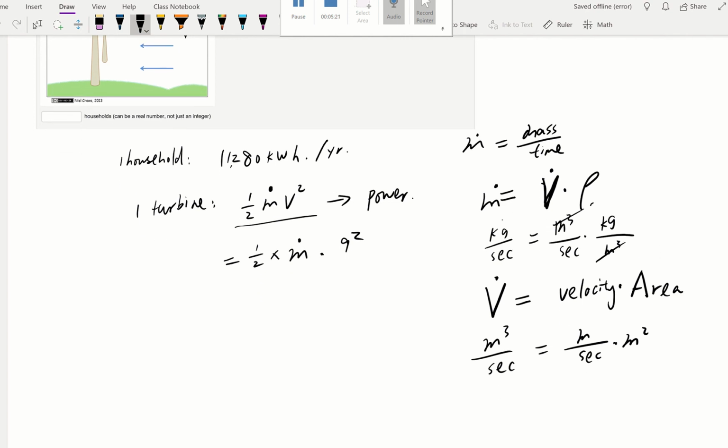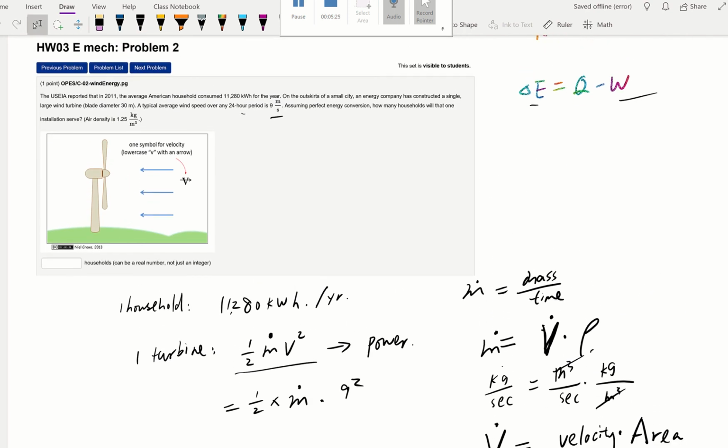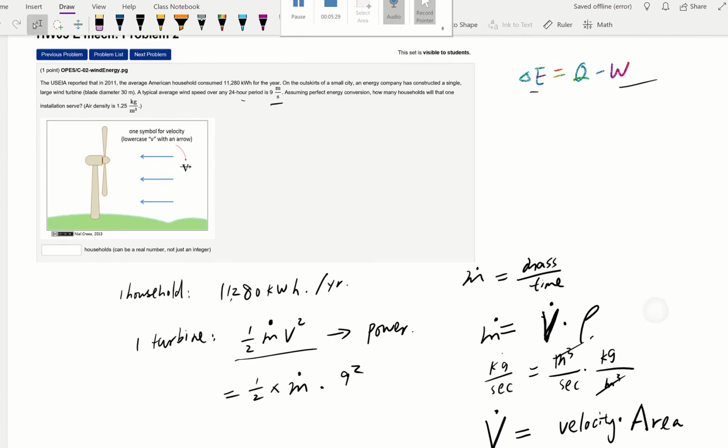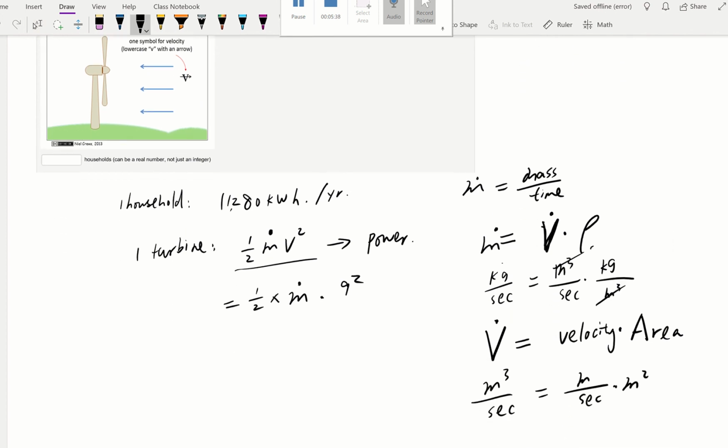So now get back to this. Do we know the velocity? We do. They said the velocity is 9 meters per second. Area, okay, it's a circular cross section, right? The blades make a circle, so we know the diameter. So knowing that, we can go ahead and figure out this one turbine.